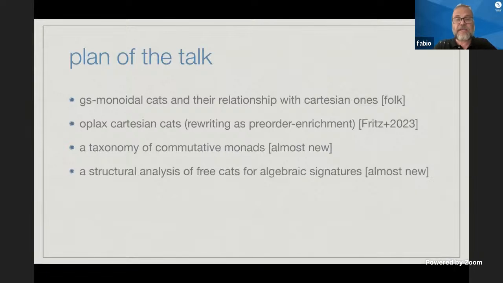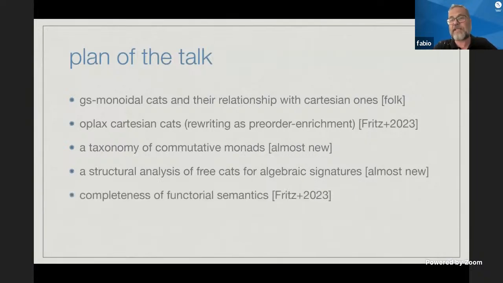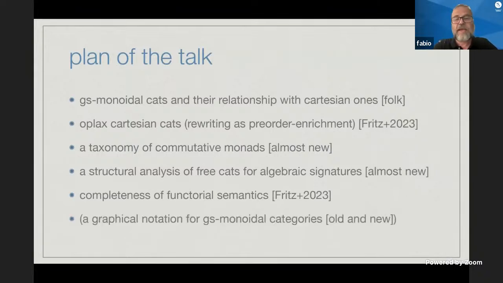And then I'll try to give a structural analysis of the free categories out of an algebraic signature, which is also kind of almost new. Again, there have been some previous results a bit scattered in the literature. Then completeness for the functorial semantics of this kind of Oplax Cartesian categories, which is a result presented in this Applied Categorical Structures paper of last year. And then again, if I have the time, I'll present a bit the graphical notation for gs-monoidal, Markov, restriction categories, and so on and so forth. Okay, and first, let's go.